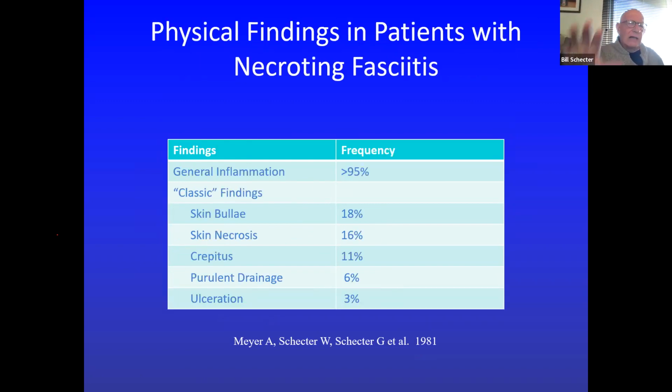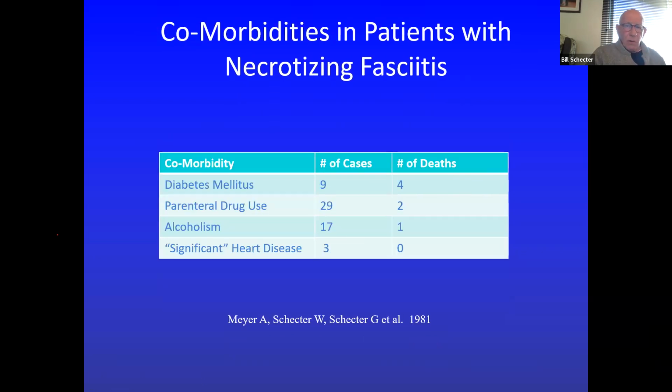Now, there are the classic findings of necrotizing infections, which are skin bullae, skin necrosis, crepitus, purulent drainage, and ulcerations, which are, of course, not limited to necrotizing infections. But you have those classic findings, and these infections are associated with certain diseases: diabetes mellitus because of immune incompetence, parenteral drug use, alcoholism.